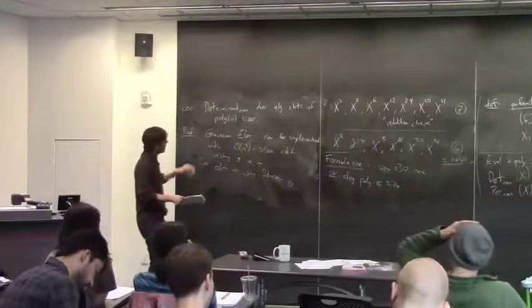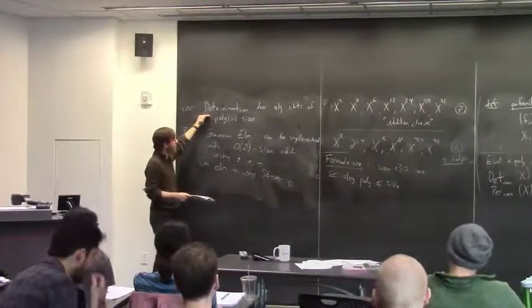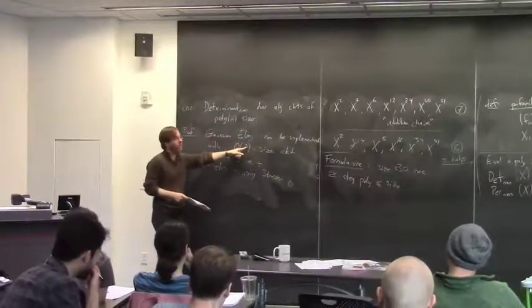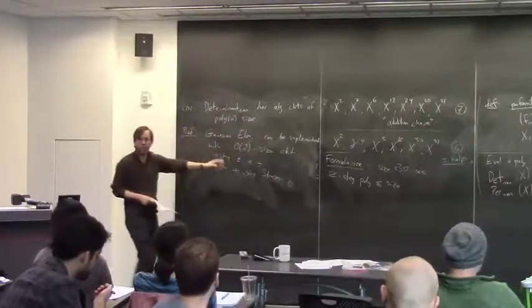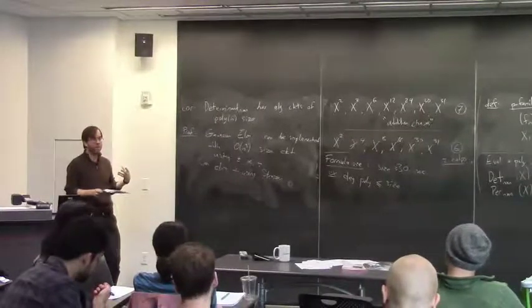In fact, the smallest size algebraic circuits for computing determinant are of size n to the omega, where omega is the matrix multiplication exponent, 2.3, whatever. You can somehow reduce matrix determinant computation to matrix multiplication.